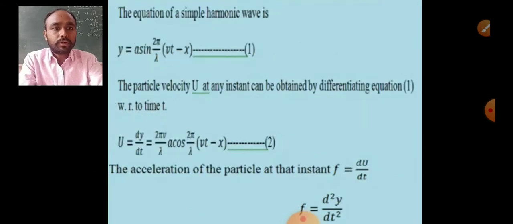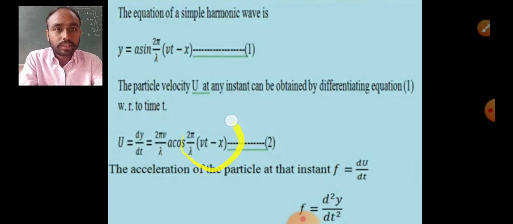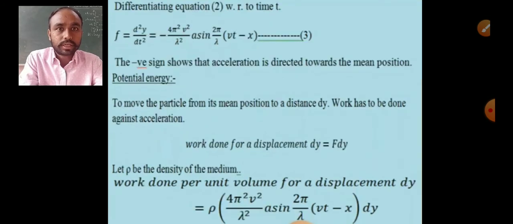Equation number 2 is here. Here 2 pi v by lambda is constant, a is constant, the derivative of cos is minus sine, that is why a minus sign will be there, and again the derivative of the inner angle is 2 pi v by lambda. Already we have 2 pi v by lambda, and this new 2 pi v by lambda makes it 4 pi square v square divided by lambda square. A stays as it is, and since the derivative of cos is negative, the negative sign will be there, and this term becomes sine of 2 pi by lambda (vt minus x). Yes, that is what happened here.